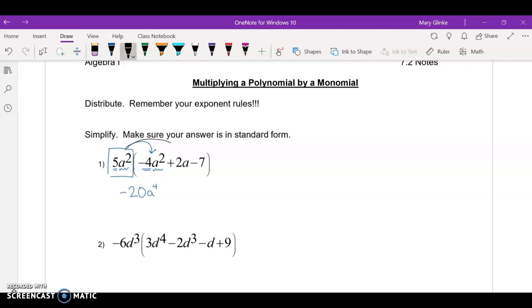So now we're going to distribute 5a squared to the 2a. So we're going to do 5 times 2 to get 10, and a squared times a is a to the third power. And then we're going to do 5a squared times negative 7, and that's going to give us negative 35. And then for the a squared, we just leave that as a squared because there's nothing to multiply it by. So this is already in standard form naturally because we have the fourth, third, and then second degree, and there's no terms that we can combine.